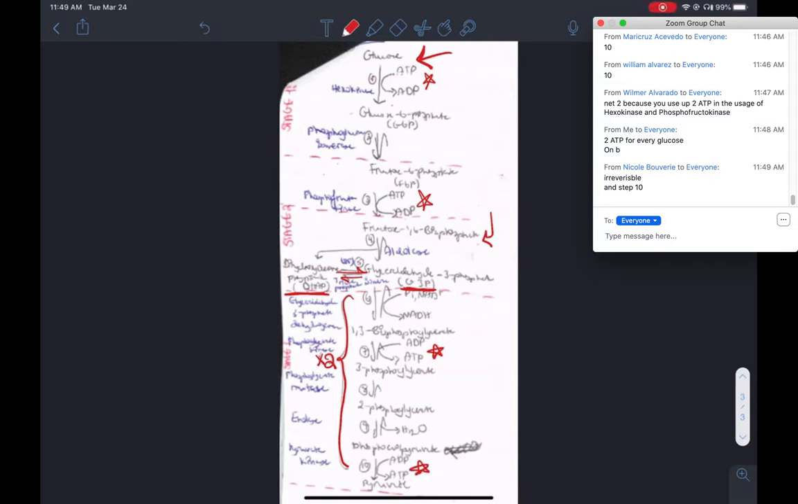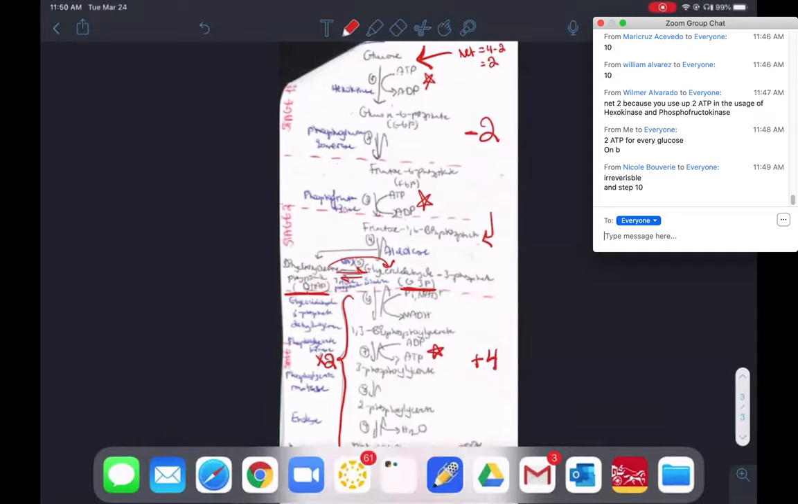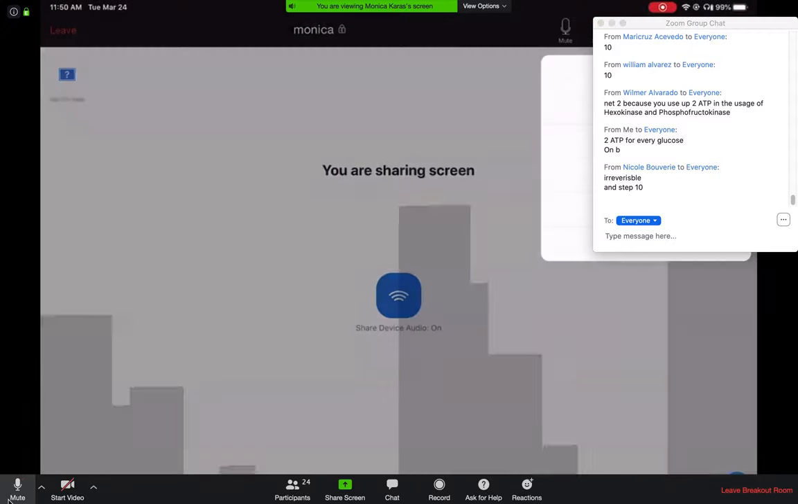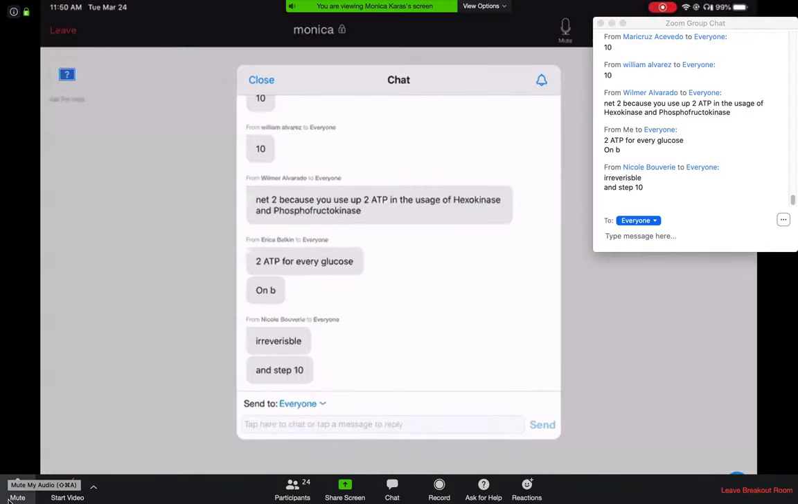So per G3P molecule, you spend one ATP, two ATPs. But because DHAP can be converted to G3P over here, it's times 2. So it actually becomes a net production of 4, net loss of 2 here. So the net per glucose is 4 minus 2, which is 2. That's for B. Is everyone able to see it for B? Yeah, I was able to see that.